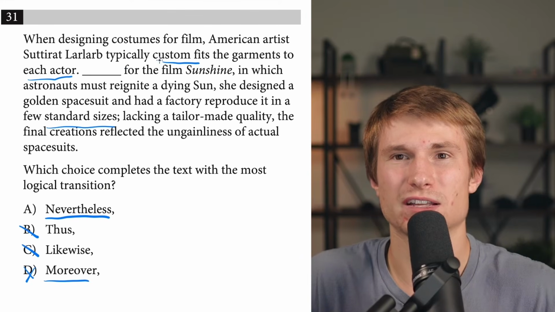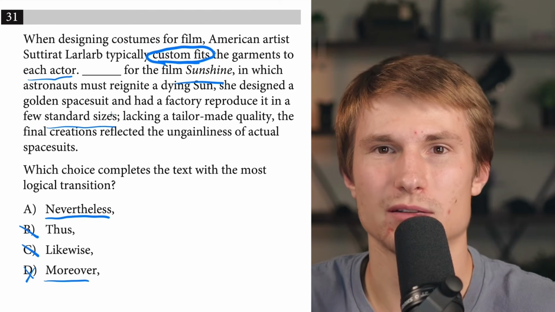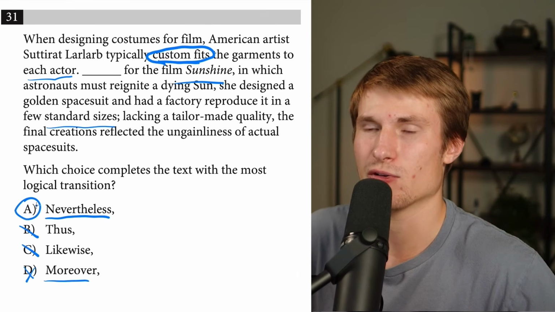Okay, in spite of the fact that she typically custom fits these, for this film, she wasn't able to, and she got a few standard sizes. So that would make sense there. So A would be our answer for 31.